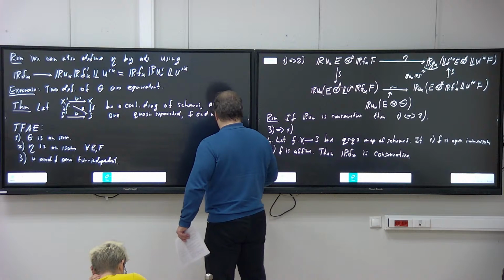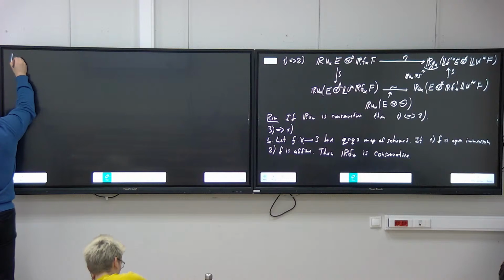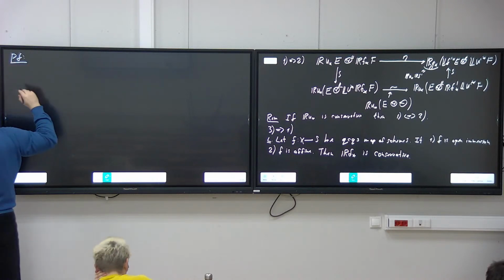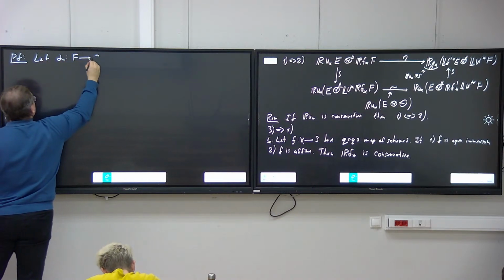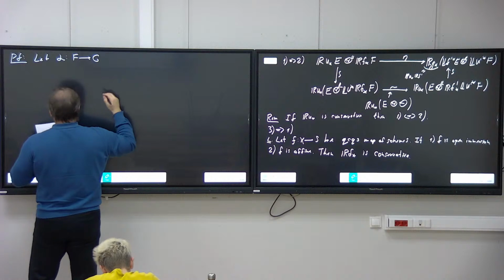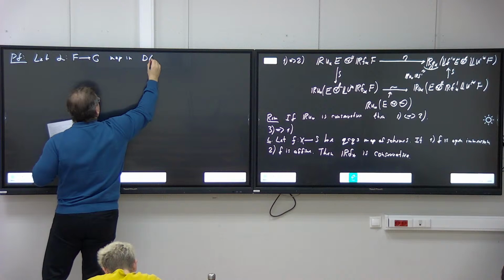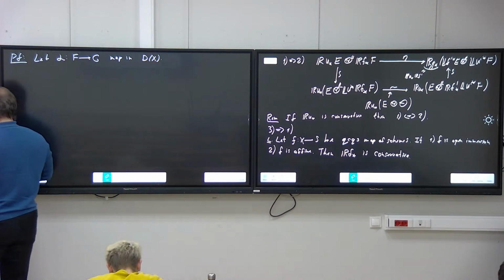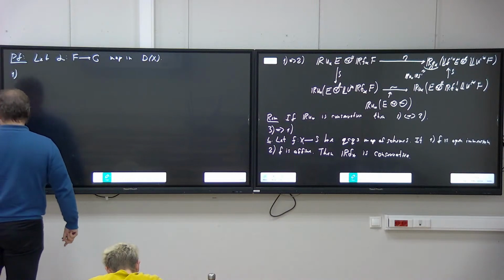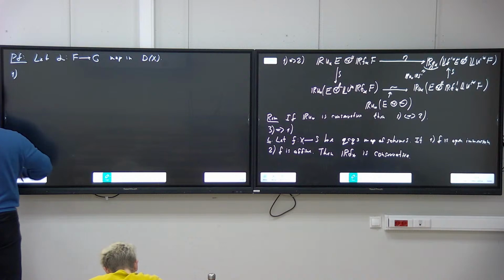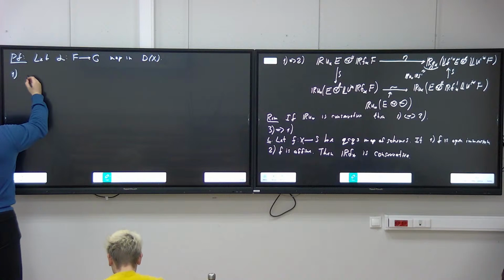Okay. Yeah, so let's prove two parts, but before this, let me fix some notation. So let me say that alpha, which is a map from F to G, is a morphism in the D of X. Okay, so let's look at the case of the open immersion, the first case. Okay, so I claim the following.